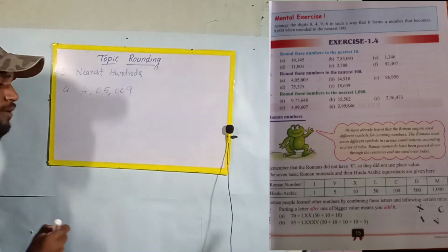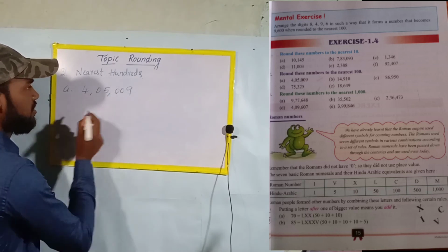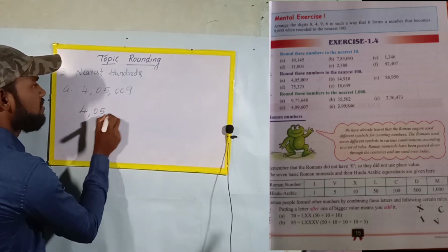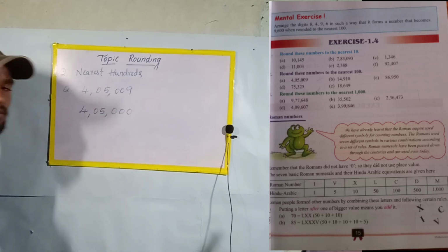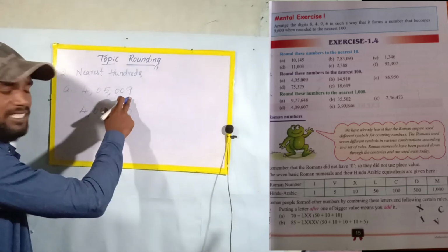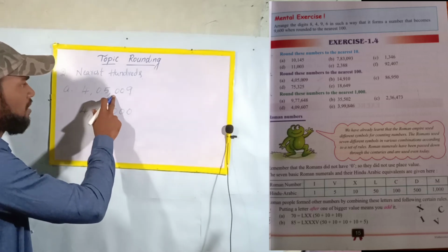So we have to round off to the nearest hundreds. Ones, tens, hundreds. So what is the answer here? 4,05,000. That's it. 4,05,000. Okay, clear, understood everyone? Because here only a single 9 is there. It is in the ones place. In the hundreds place is any number given? No, there is no number given here.